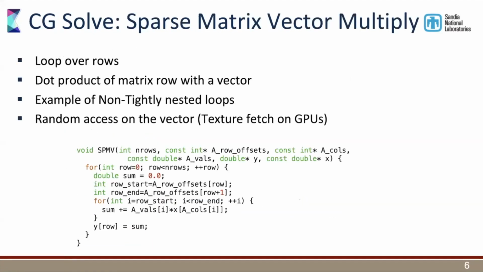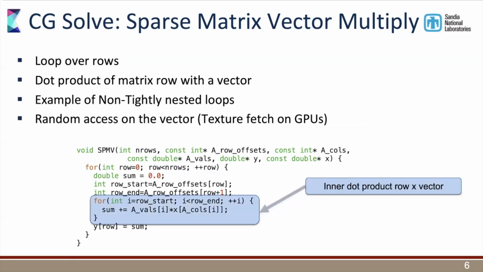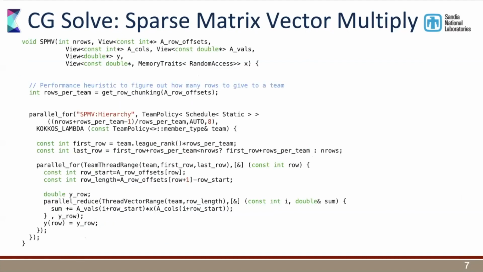Now let's go to something even more complicated, a sparse matrix vector multiply. We're going to be looping over rows, then doing a dot product of your matrix row with your vector. It's an example of non-tightly nested loops because we have a couple of lines in between the outer loop and the inner loop. Also there's going to be random access on the vector, which you can use a textured fetch on the GPU. So here's a Kokkos implementation for it.